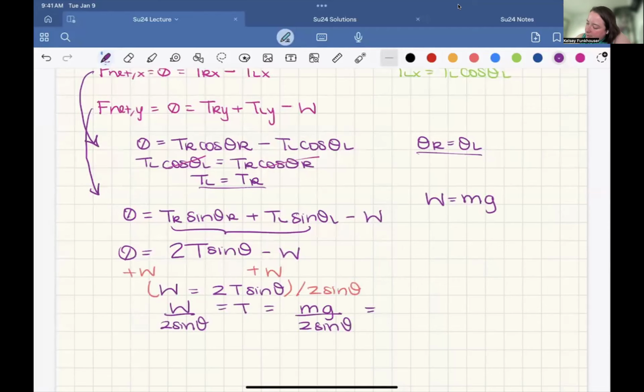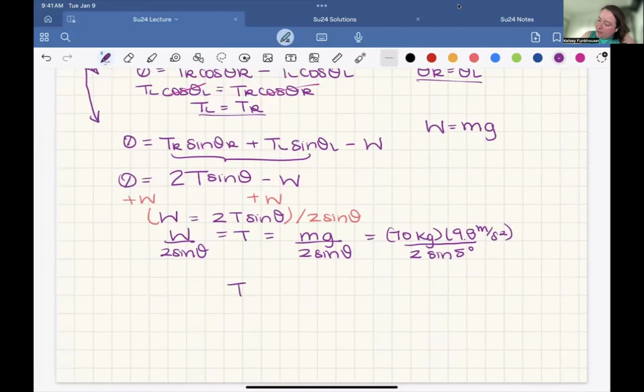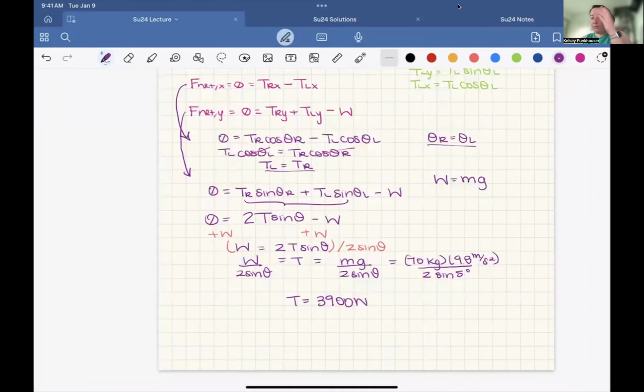The mass they gave us was 70 kilograms. g is 9.8 meters per second squared, divided by 2 times sine of 5 degrees. And this gives us a tension of about 3,900 newtons. I'm rounding because I don't have the exact number up in front of me and I don't want to get the wrong one. But for such a big number, it's okay to be less precise. So that is our tension.